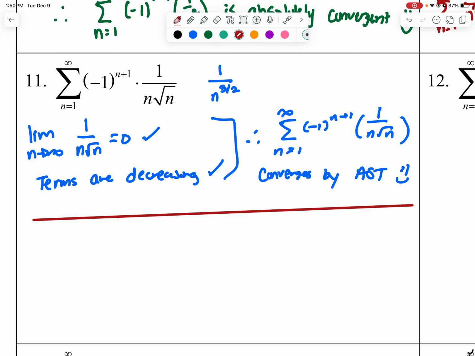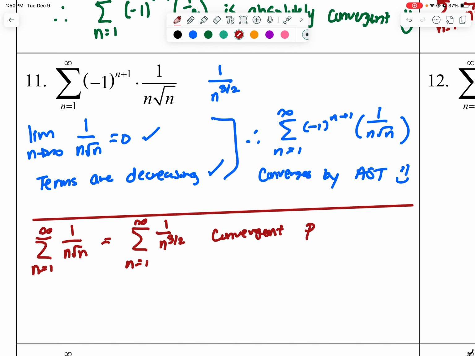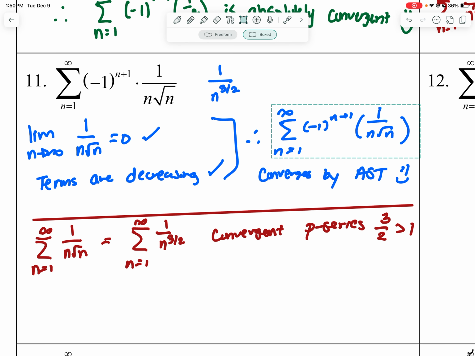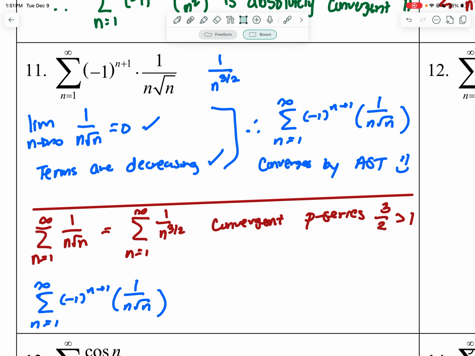Yay. Once we do that, we need to see if the original series is absolutely convergent or if it only converges conditionally. So now what we're going to do is take the absolute value of the series, and that's the same thing as 1 over n to the 3 halves, which means that this is a convergent p-series where 3 over 2 is greater than 1. Since we know that this is a convergent p-series, then we can say that the original series absolutely converges.